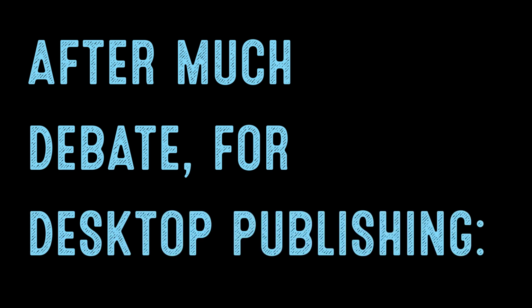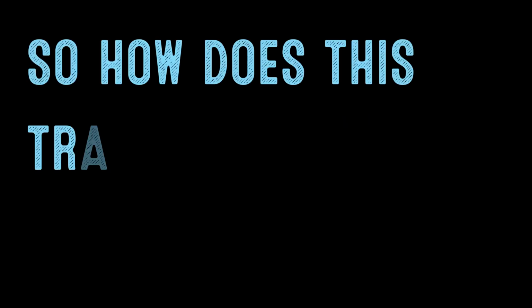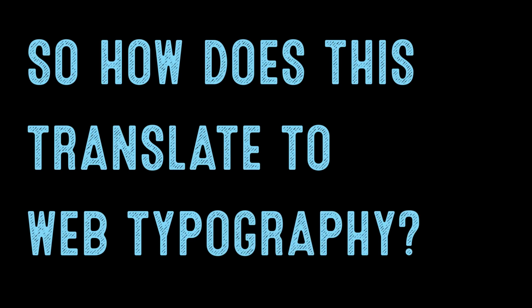After much debate, for desktop publishing, 1 pica equals 1/6 of the British American inch, and that equals 4.233 millimeters. 1 point equals 1/12 of a pica, which equals 1/72nd of an inch, which equals 0.3527 millimeters. So how does this translate to web typography?